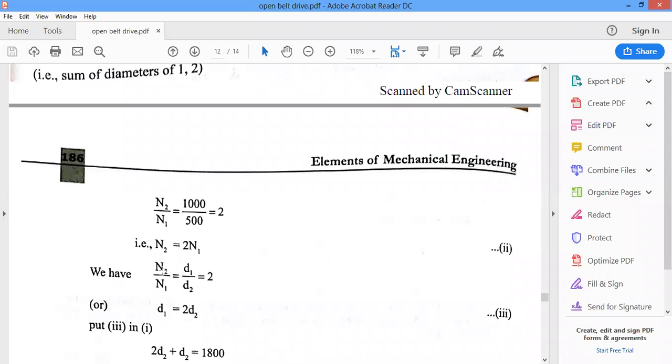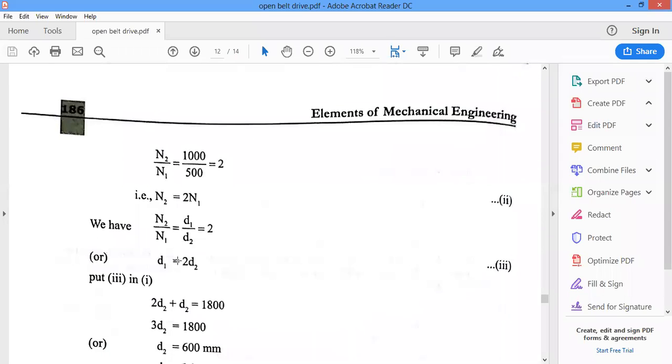Similarly, N2 by N1 is equal to D1 by D2, which is equal to 2. So now, equating this, we will get D1 is equal to 2 times D2. What they have given is D1 plus D2 is equal to 1800 mm, the summation of the two pulleys. Since D1 is equal to 2 times D2, substitute this over here. So 2D2 plus D2 is equal to 1800.